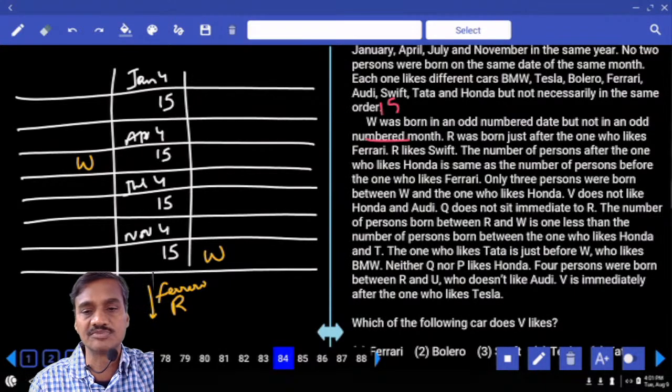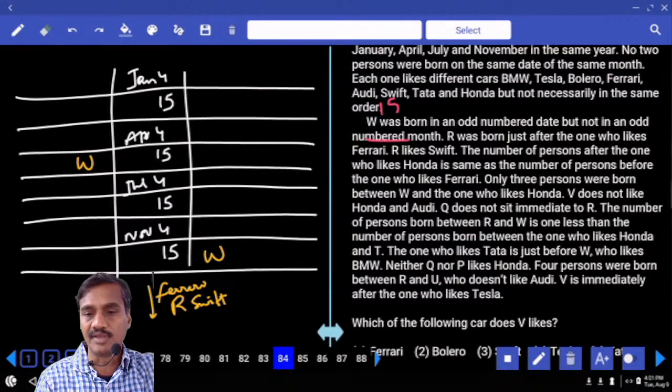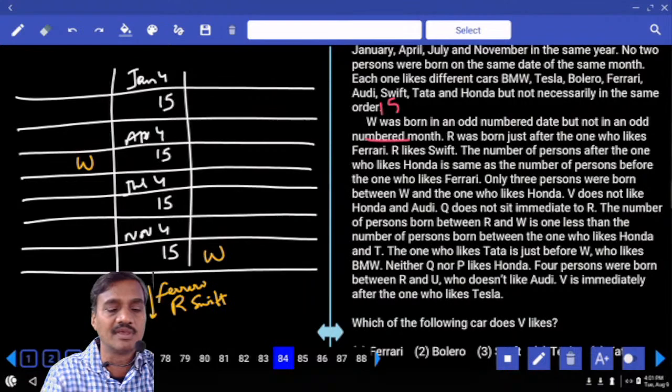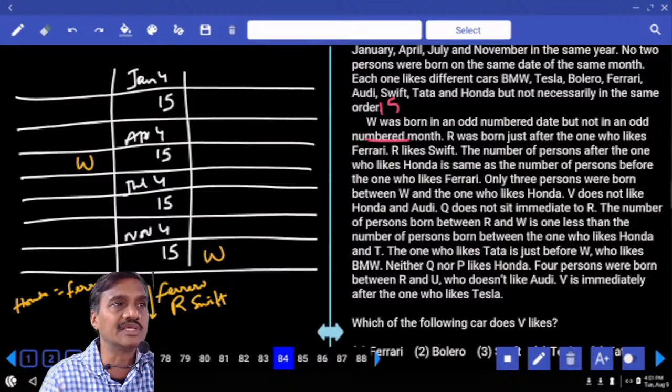These 2 persons must be together. And again, R likes what? R likes Swift. And the number of persons after the one who likes Honda is the same as the number of persons before Ferrari. So for Honda and Ferrari, these 2 persons must be at equidistant from either end.